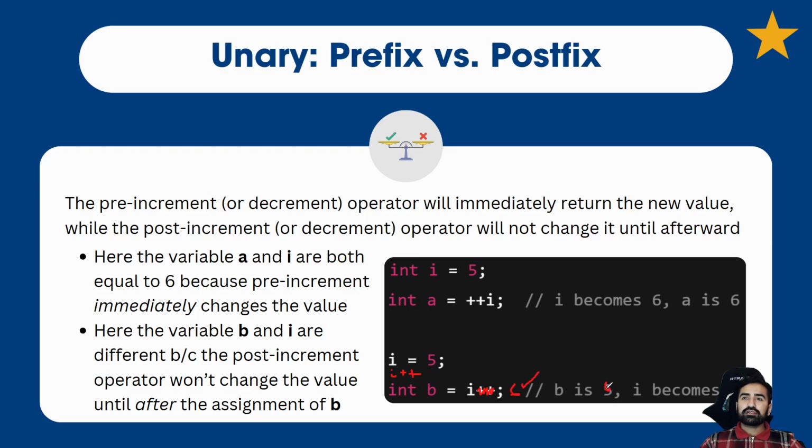b would be 6. But this is not the case, right? The case here is that we did the post increment at the same line as b. So b is not going to pick up on the change. Unfortunately, only the next statement will. So b is going to be 5. i becomes 6. It definitely becomes 6, but this happens after the assignment.